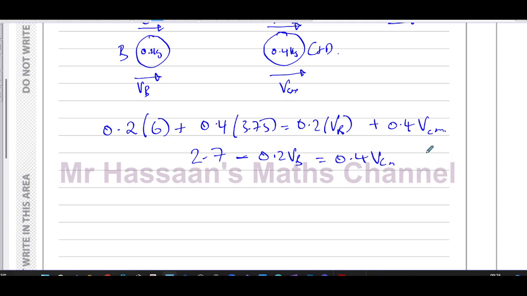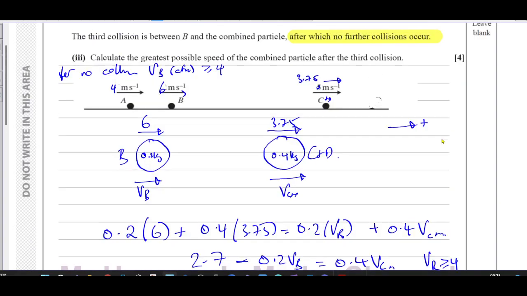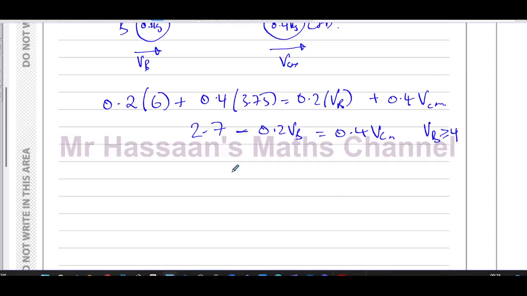But we know that the velocity of B has to be greater than or equal to 4. It can't be less than this. Otherwise, there will be a further collision, as we just discussed. So therefore, we're going to use the smallest possible value of the velocity of B. The minimum velocity of B has to be equal to 4. Otherwise, there will be another collision. So we have to use a minimum value of B to give us a maximum value of C.